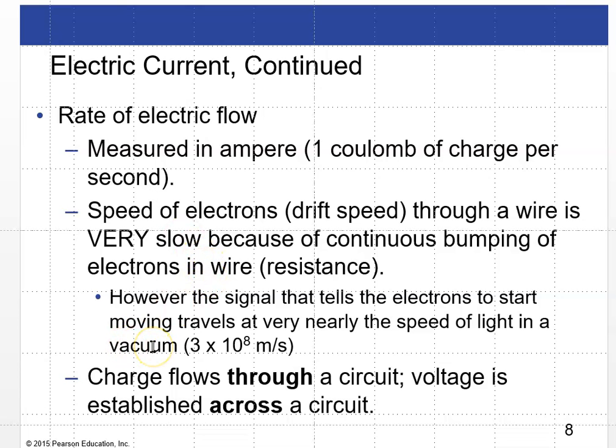The speed of electrons, which is the drift speed through the wire, is actually extremely slow because these electrons are all bumping through the wires, and this bumping back and forth is actually the resistance, and it heats up the wire. But the signal that tells the electrons to start moving travels at very nearly the speed of light in vacuum. So you can have a very long wire, and yet you turn on the light, and you can see the light, because the signal goes all the way down to the end of the wire almost immediately. Charge flows through the circuit. The voltage is established across the circuit.